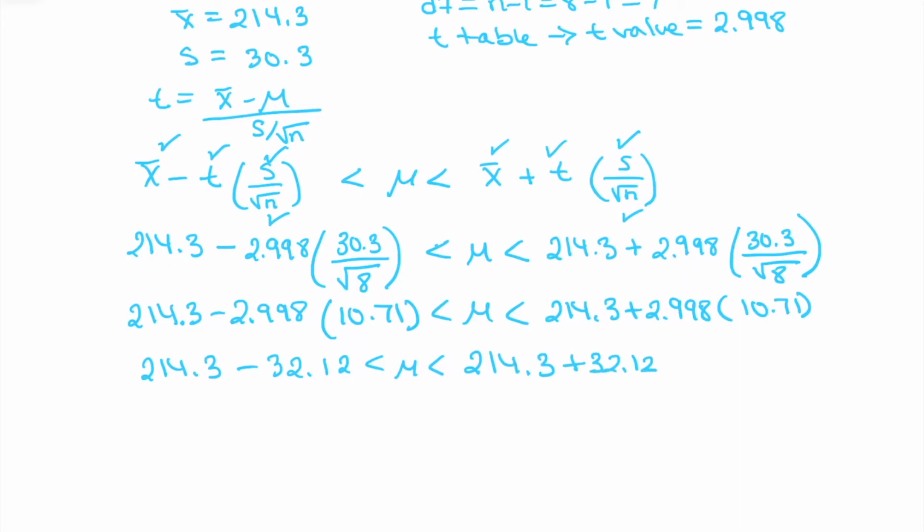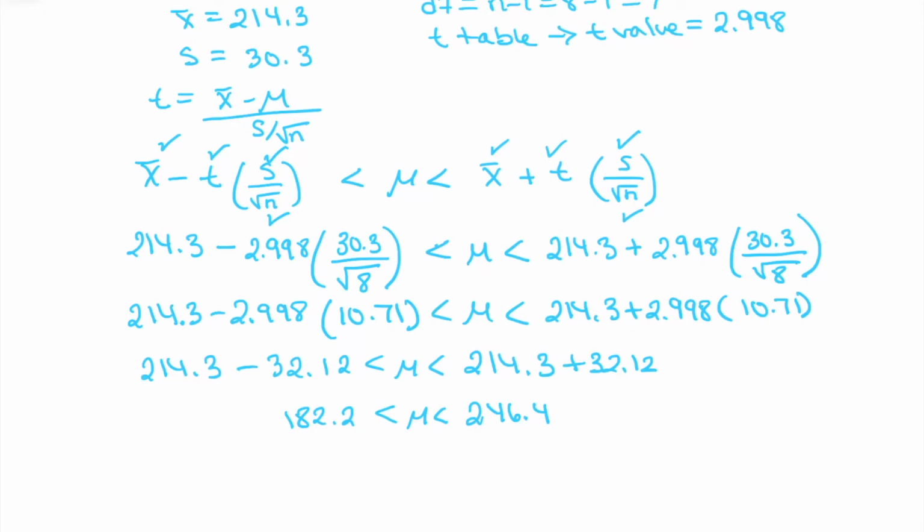So on the left-hand side of our equation, we've got 214.3 minus 32.12, and on the right-hand side of the equation, we've got the same 214.3, but now we're adding 32.12. So on the left-hand side, we end up with 182.2 if we round to the first decimal, and on the right-hand side, we end up with 246.4, again, if we round to the first decimal.